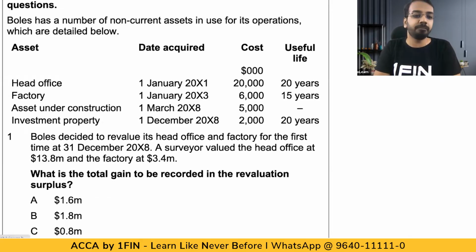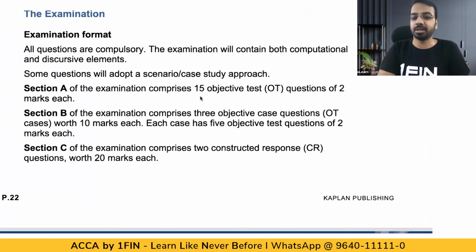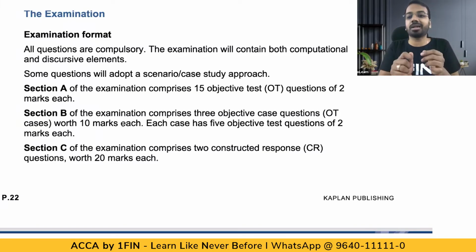Then, first 15 objective test questions at 2 marks each, that is 30 marks. Then section B, 3 objective case questions, 10 marks each. So 30, 30. And the last one is a constructed response.